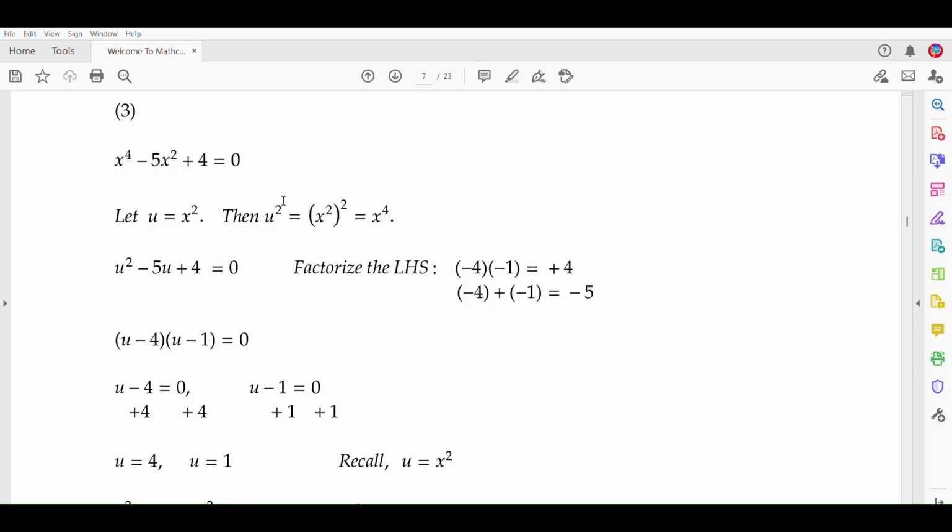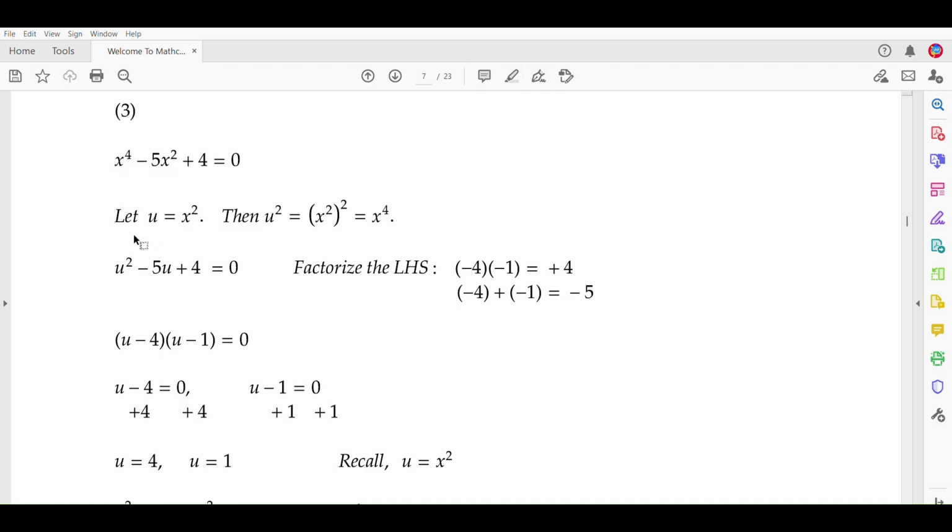Then what is the second power of u? u to the second power is x squared squared. Power of a power, multiplication of powers. So it is x to the fourth power. So x to the fourth power is u squared. x to the second power is u. We have an equation in degree 2.